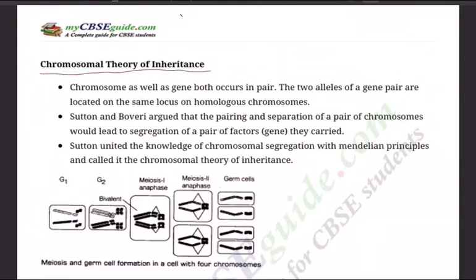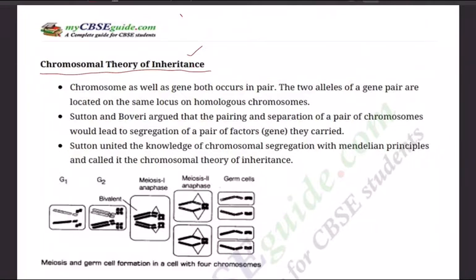Moving ahead, chromosomal theory of inheritance. What is this chromosomal theory of inheritance? Inheritance, of course, is the acquiring of characters through chromosomes or through genes from one generation to another generation. And now we are clubbing this inheritance with Mendelian principles. Remember, we talked about three principles or laws: law of dominance, law of segregation, law of independent assortment. So the union of chromosomal segregation with Mendelian principles is called chromosomal theory of inheritance.